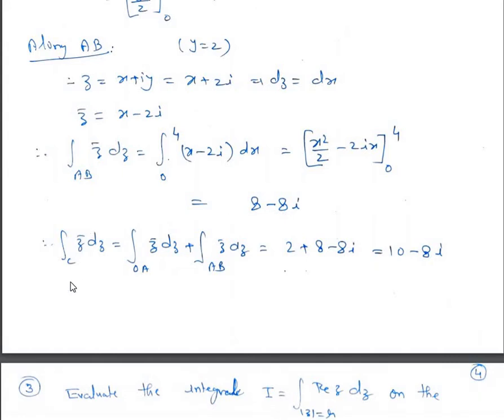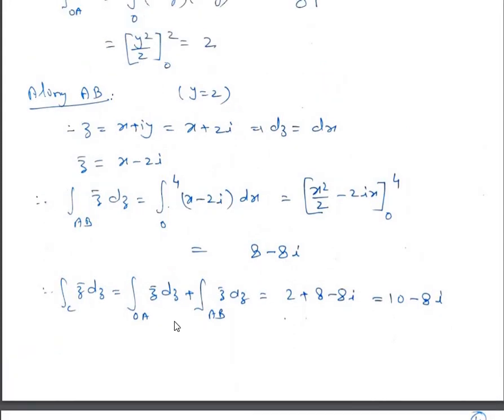So over the whole contour, the integral over C of z bar dz is equal to the integral over OA of z bar dz plus the integral over AB of z bar dz. So put the values. This is equal to 2 and this is equal to 8 minus 8i. So therefore the answer is 10 minus 8i.